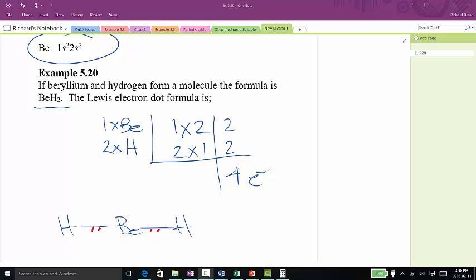Beryllium has 4 valence electrons around it, and there are only 4 valence electrons to distribute. So beryllium is happy with the 4 valence electrons around itself because there just aren't any more electrons to put there. So this is an example of an exception to the octet rule, and beryllium is one of the atoms that have this exception. Nevertheless, this is a happy Lewis electron dot diagram.